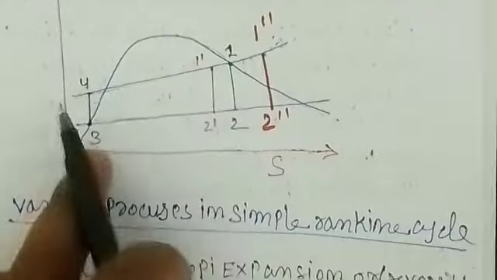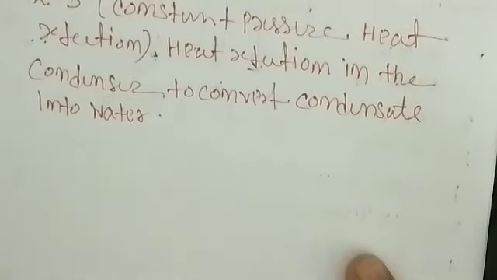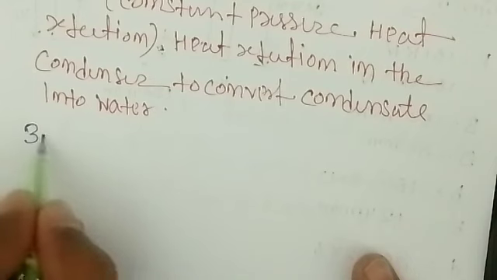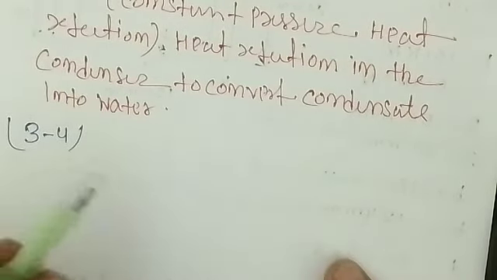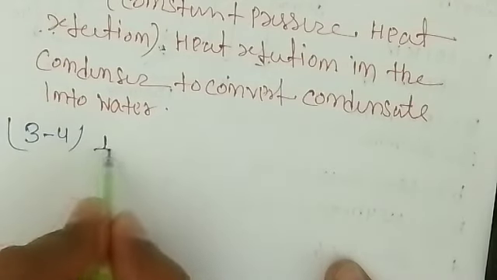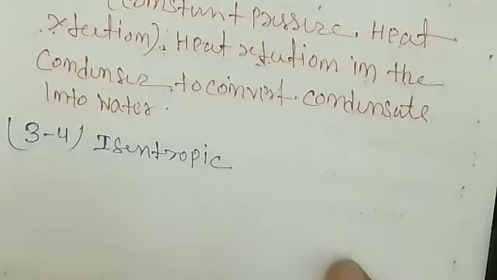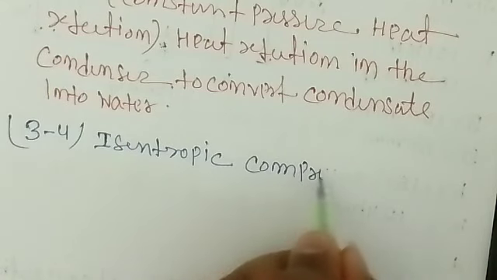Next I'll show you. This is 3 to 4. Again you have to compress. So compression is also isentropic, right? So you can write further that 3 to 4, what is 3 to 4? Isentropic compression or reversible adiabatic compression. Isentropic means entropy will be constant, right? Isentropic compression.